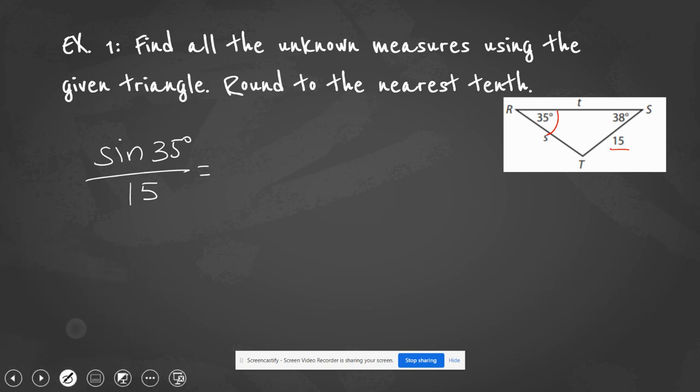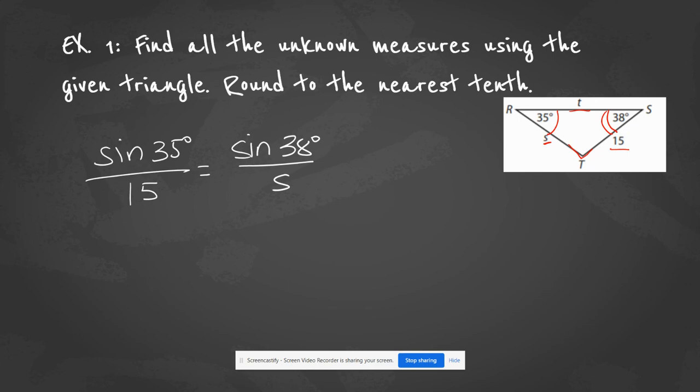Now I'm going to go ahead and pick another side and angle. It wouldn't be smart to pick the t's because I don't have any numbers for either of those. So when I set these up, I need to only have one variable. If I look at my s here, I do have 38, and then I have a letter s. So that's going to look like sine of 38 degrees divided by s.